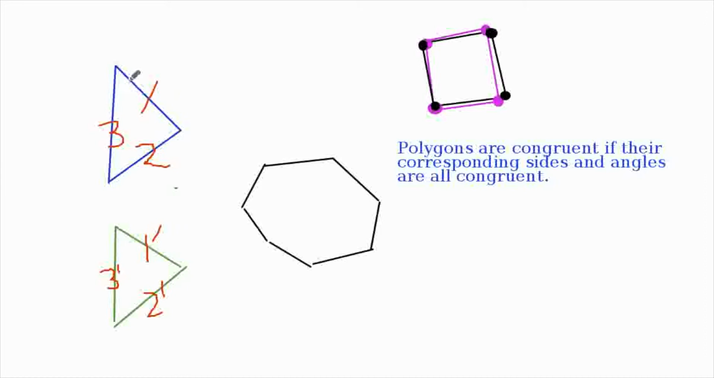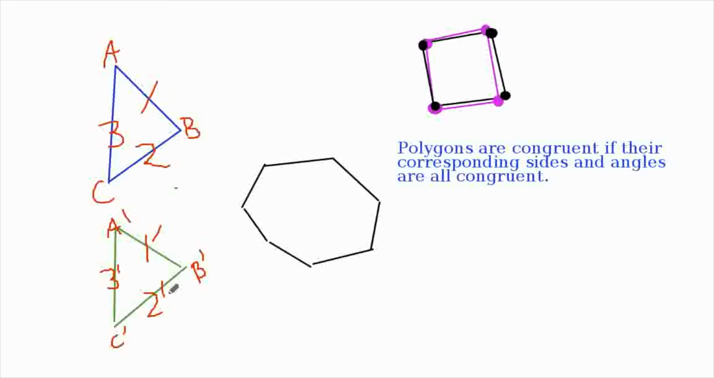Regarding the angles, let's call the angles angle A, B, and C, and then A prime, B prime, and C prime. Once again, if the corresponding angles are congruent, then it has a chance of being congruent. So the measure of angle A has to be the measure of angle A prime. The measure of angle B has to be the measure of angle B prime. The measure of angle C has to be the measure of angle C prime. That's what we mean when we say that they are congruent.